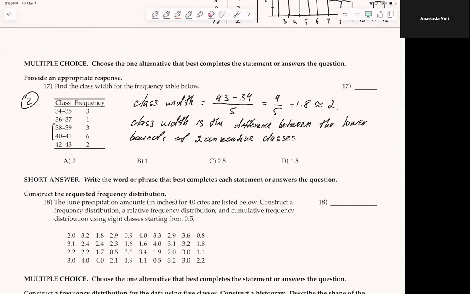So you don't have to do that for all of them, but when you're constructing your own frequency table, keep in mind that the difference should always be the same. It should be consistent throughout all of the lower limits, and the same thing goes for the upper limits, okay? So in this case, the correct answer would be A. The class width is 2.